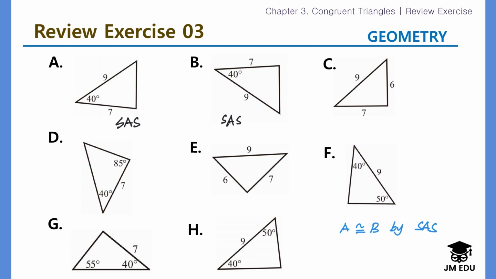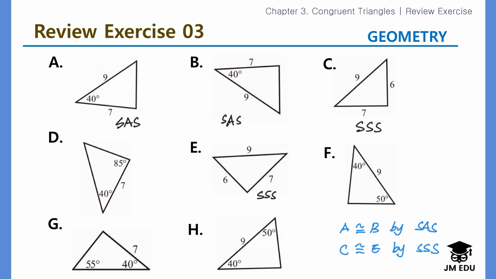That's S, I'm sorry. So that's going to be S, right? Okay, here, if we look at triangle E, that's also 6, 7, 9, S, right? S. So we can conclude that triangle C is congruent to triangle E by S, right? Good. Now let's look at triangle D.